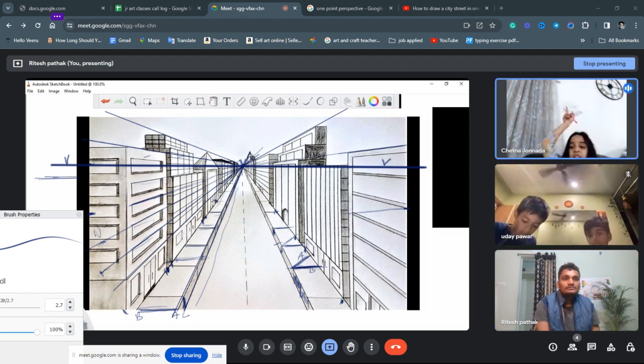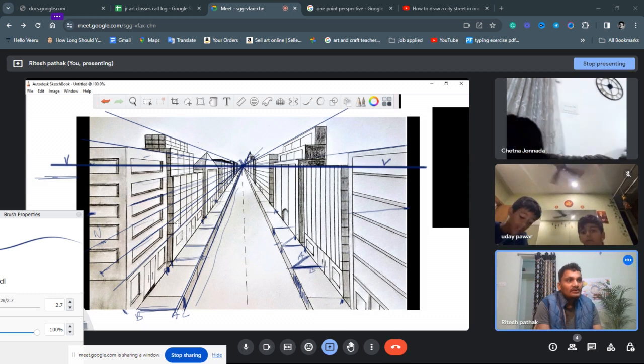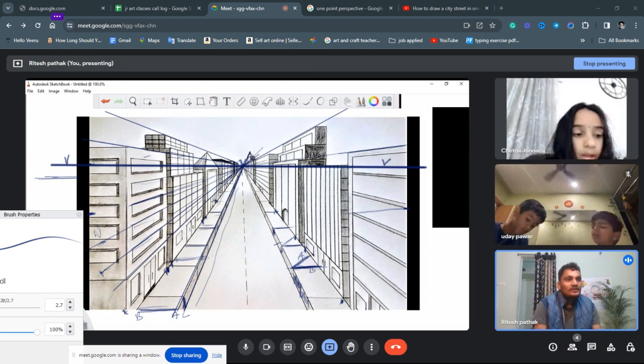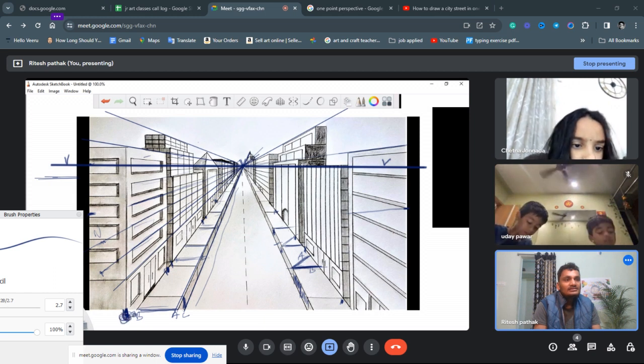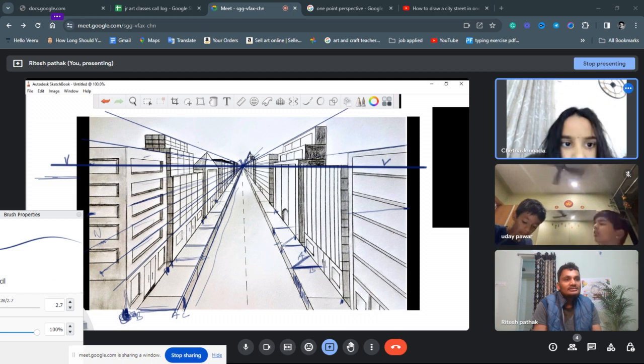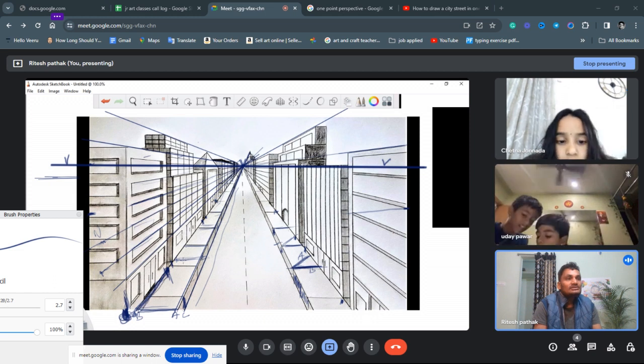I don't understand how, sir. Chetna, see once again. Okay. This is one house here, right, Chetna? Can you see my cursor where I'm drawing lines? Can you see this? There is one house, right? And here is one house. This house is continuing till here, right? This much area is taken by one house, right? Another house is going from here to here, right?